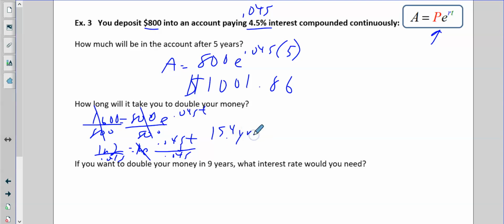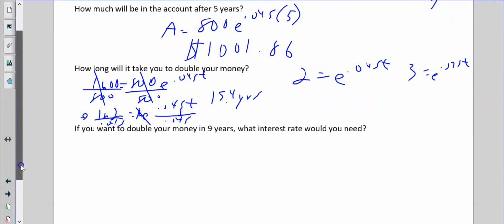But here's a little trick, a little time saver. If you're going to double your money, then no matter what the amount is, this side is always going to be 2. You can actually just start with that. And then go from there. And then you just ln both sides and you're already down here and you save yourself a step. If it was triple your money, you would just put a 3 here and so forth. So that's a time saver if you want to do it. If not, no big deal. Just a way for you to save a step if you want.